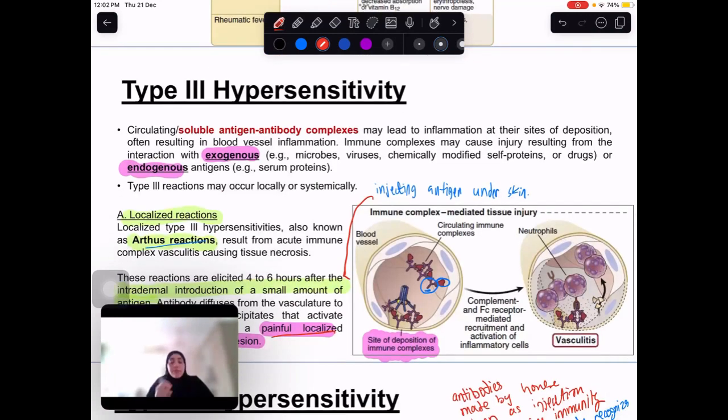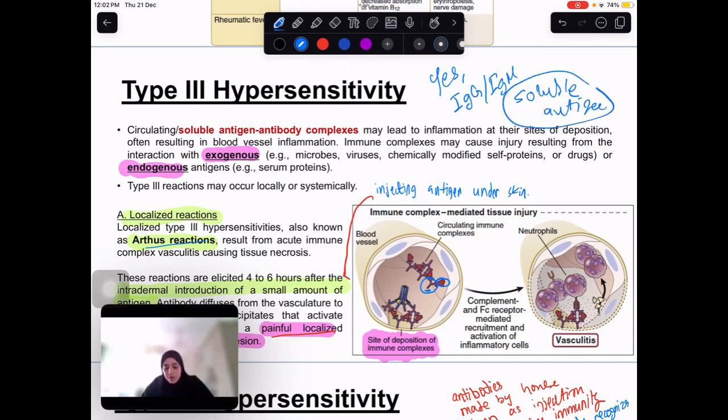Okay, in type 3 hypersensitivity, let's go in order. Type 3 hypersensitivity, is it antibody based? Yes, it is. What antibody am I using? IgG or IgM. Okay, it is against what type of antigen? The soluble antigen. Soluble antigens. This is exactly what we're saying, soluble antigens.